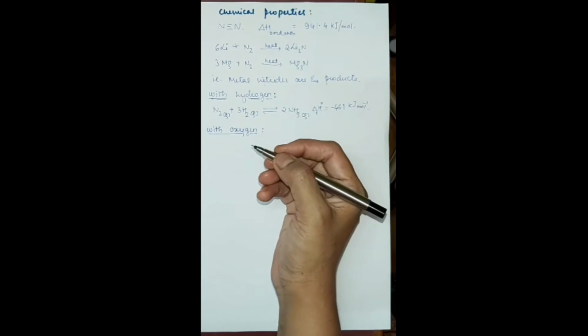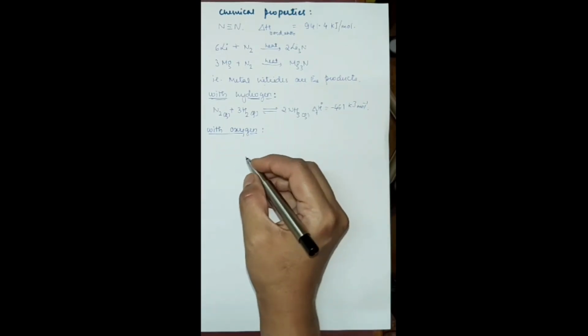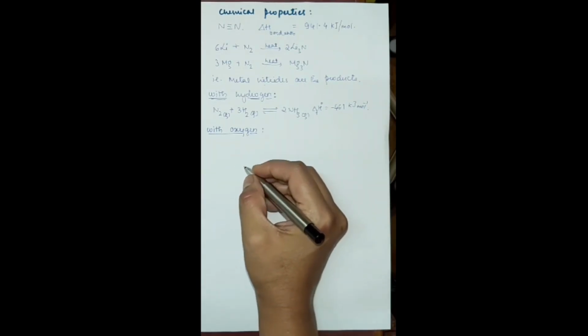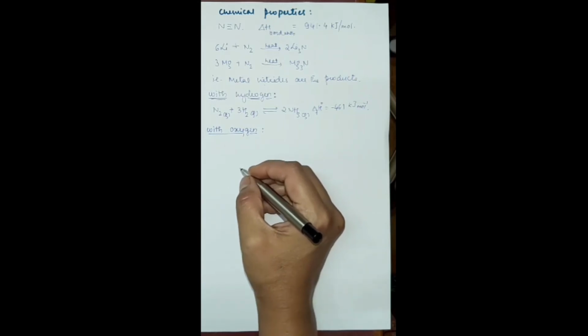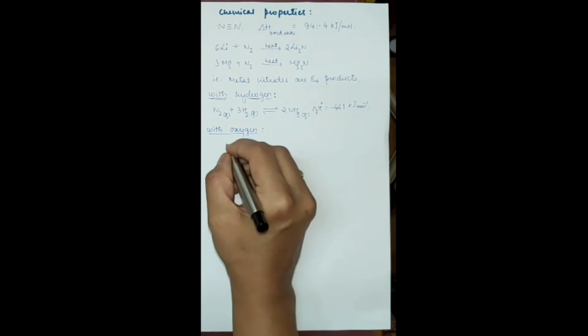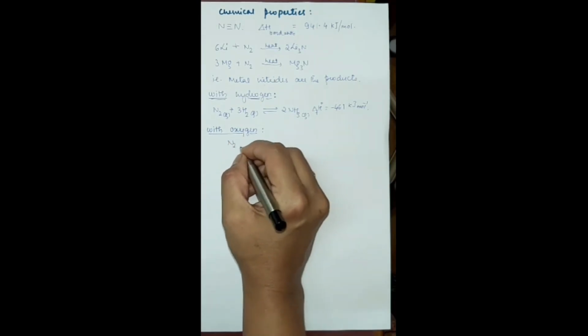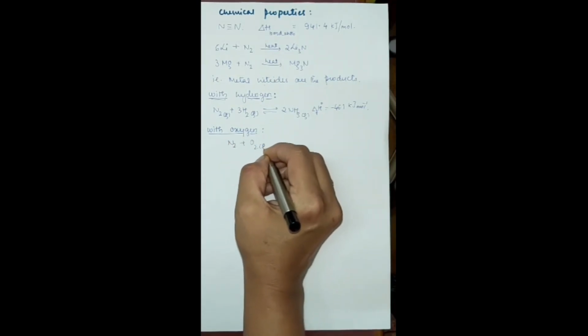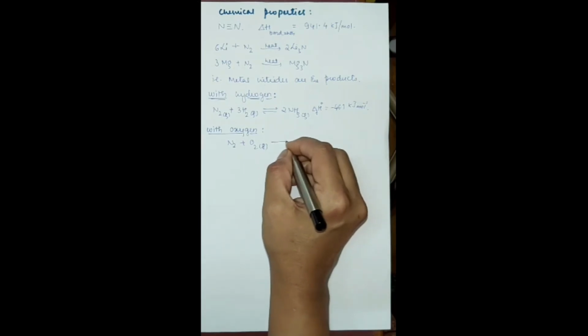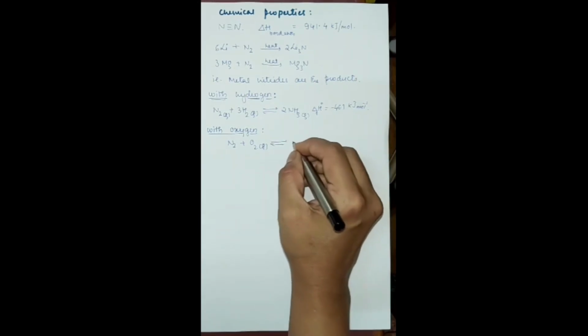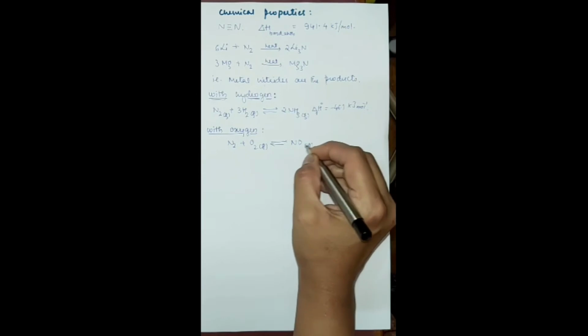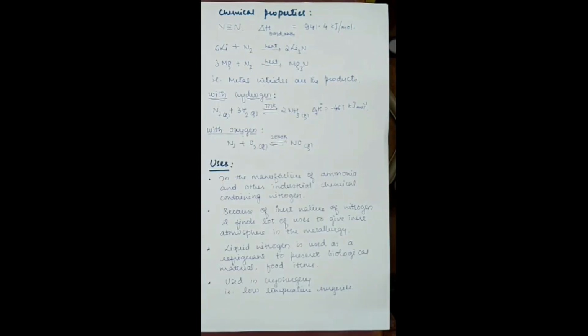And dinitrogen combines with oxygen only at very high temperature, about 2000 Kelvin. It forms nitric oxide. Now let us see some of the uses of dinitrogen.